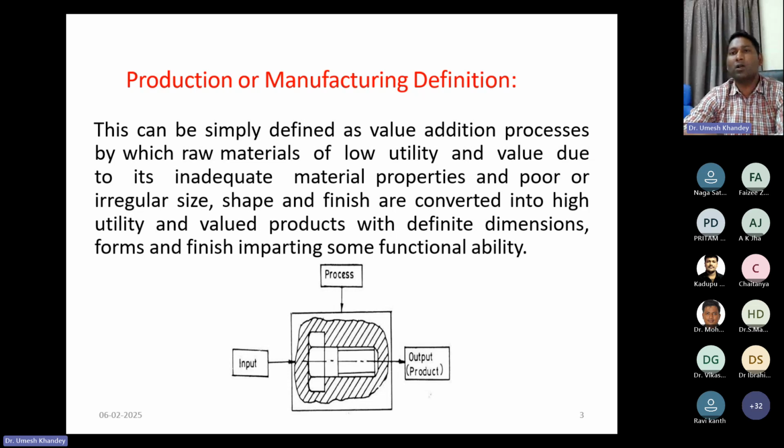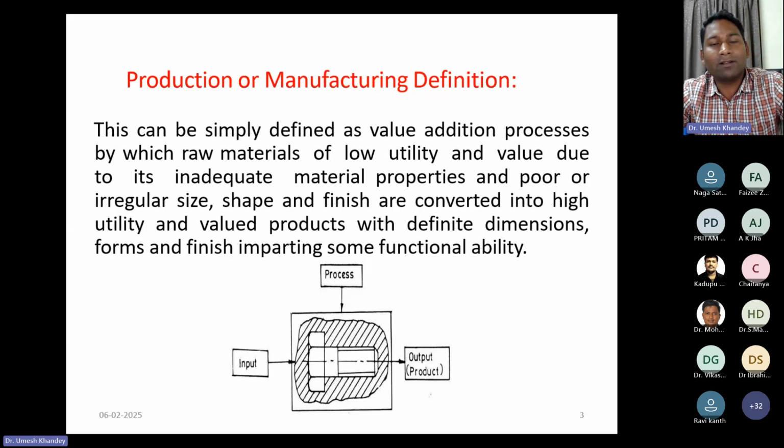So production or manufacturing, if you define it, what is that? As I said, conversion of raw material into a usable product. This can be simply defined as a value addition process. So value addition means what? You have a raw form of the material that has to be converted through processes into the usable form. For that, you require input.